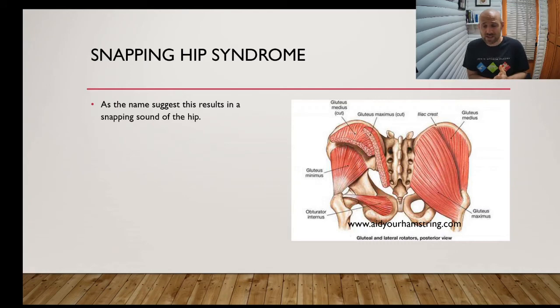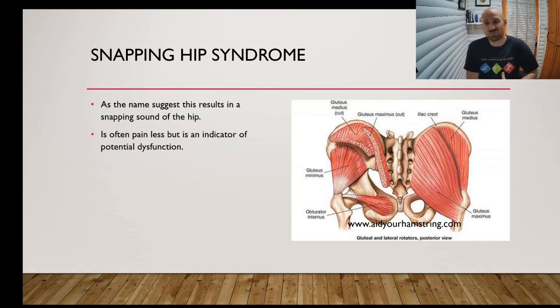Now we'll know about snapping hip syndrome because you may hear an audible click or noise at the hip joint, and what that is, is a tight muscle structure passing over those bony prominences. A lot of the time it's painless. It's often a condition that we just sort of are aware of but don't experience pain.